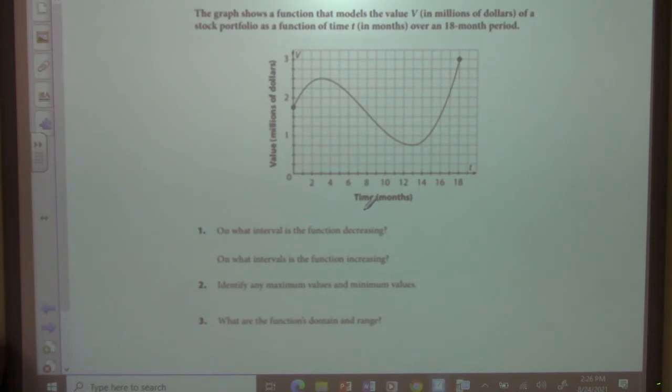So anyway, remember we talked about intervals. We were talking about x values, right? And so for question number 1, on what intervals is the function decreasing and on what intervals is the function increasing, we're going to call on somebody who's going to help us understand that. They're going to spin the circle? Yeah, so Emily's going to do that now.